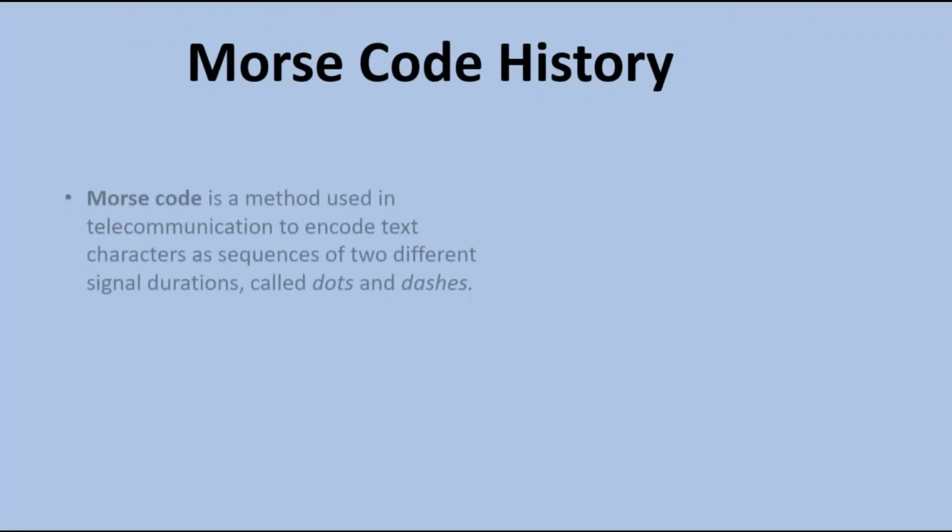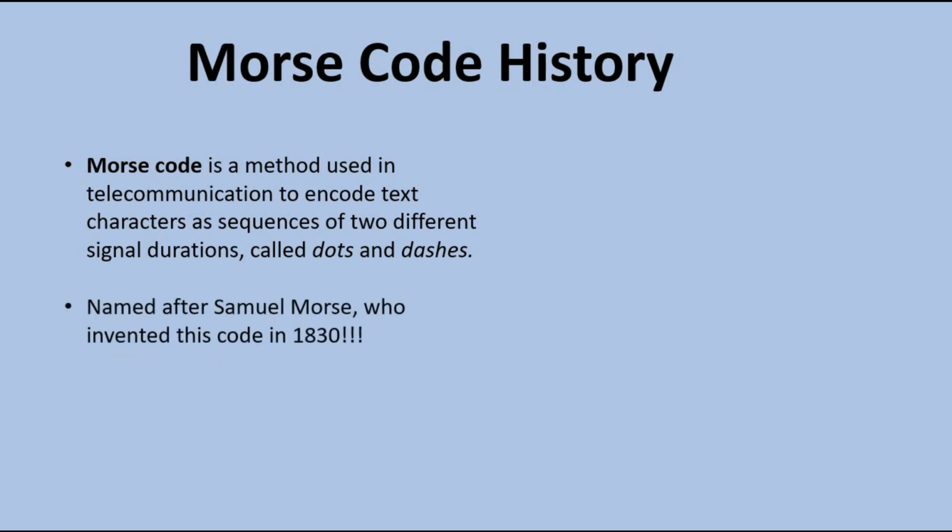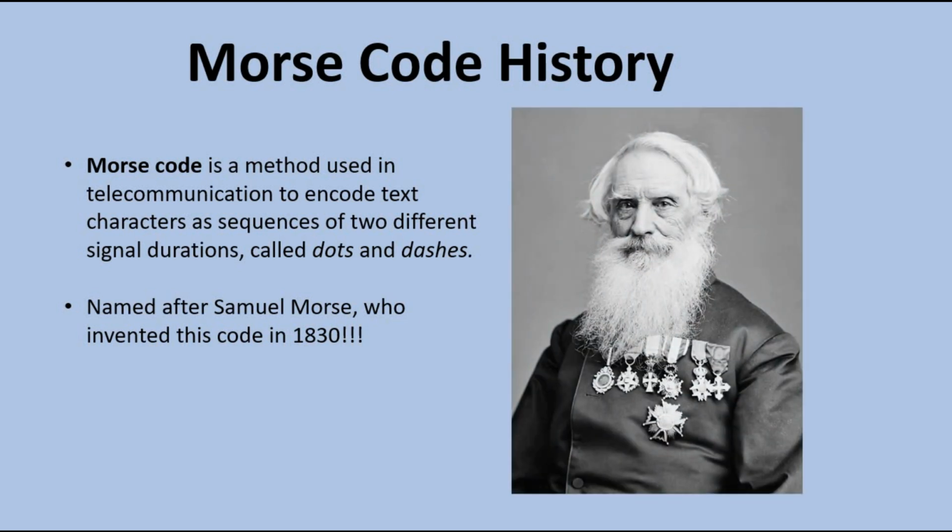Working on this project, I really should say a few words about Morse code history, which is quite fascinating. Using Morse code, you can encode text characters as sequence of two different signals that have different durations, called dots and dashes. It is named after Samuel Morse, who invented this code in 1830. If his picture is not going to tell you how old this code is, I don't know what will.